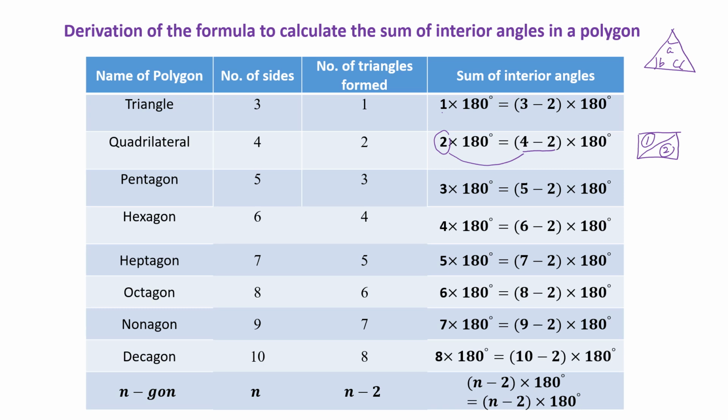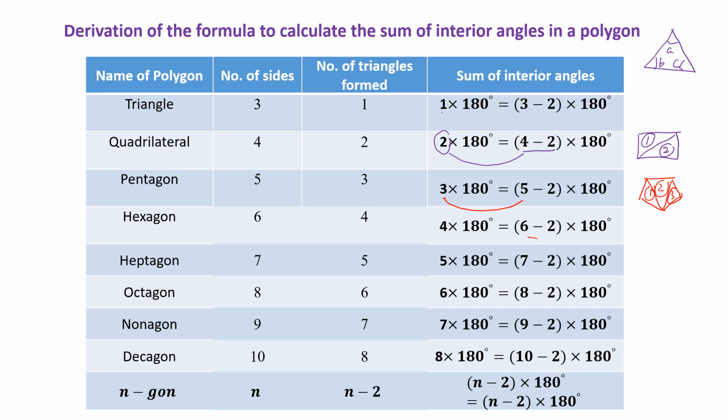So now let's look at the pentagon. A pentagon is a 5-sided figure, and we can dissect it into 3 triangles. That will be 3 times 180, and 3 is just the number of sides, 5, minus 2. And if you were to continue, you see that it works also for the hexagon, heptagon, octagon, nonagon, and decagon.